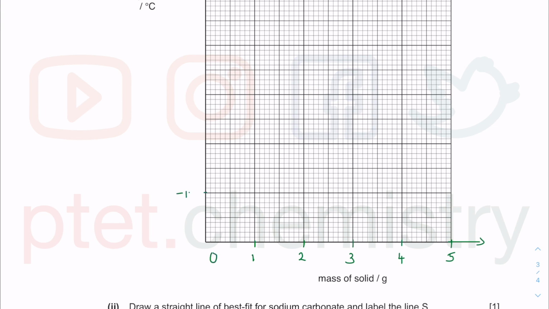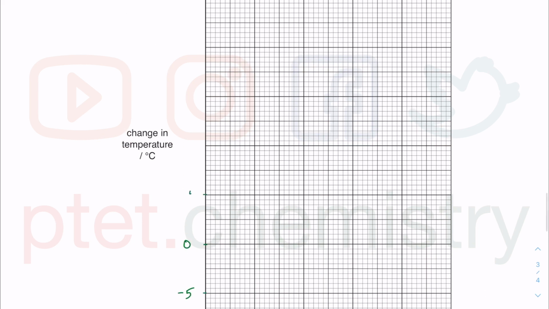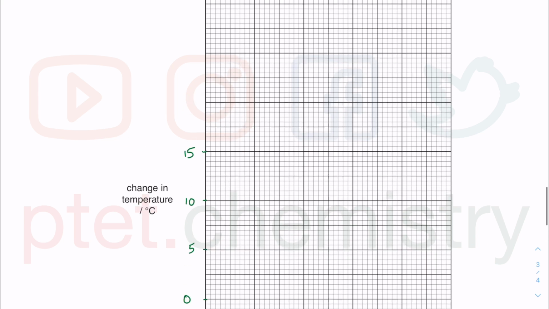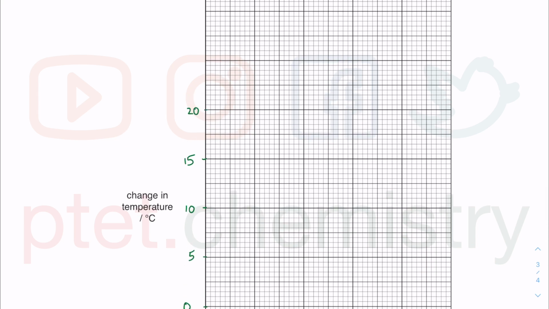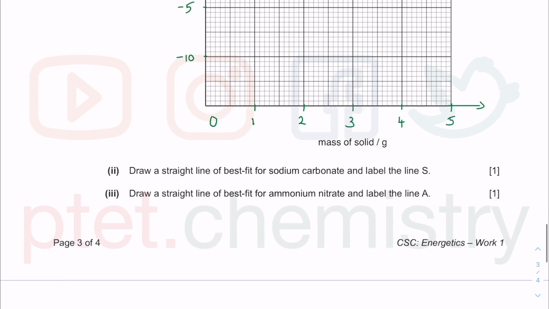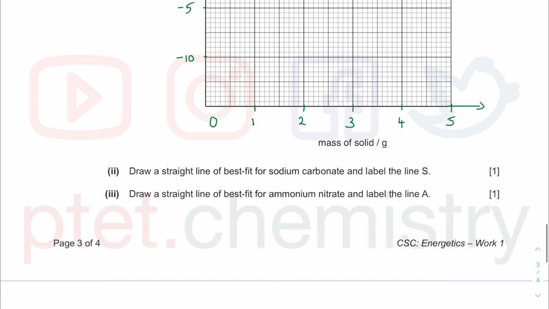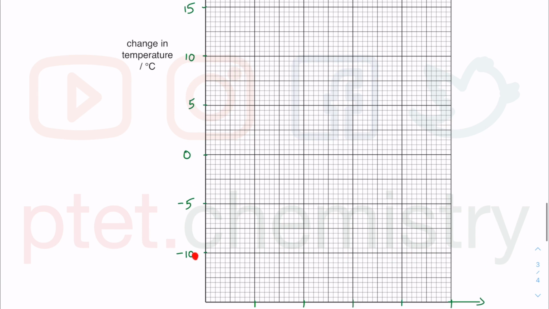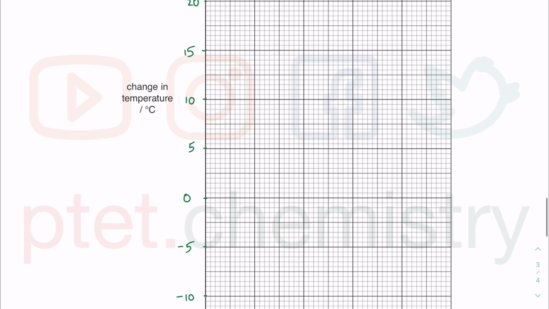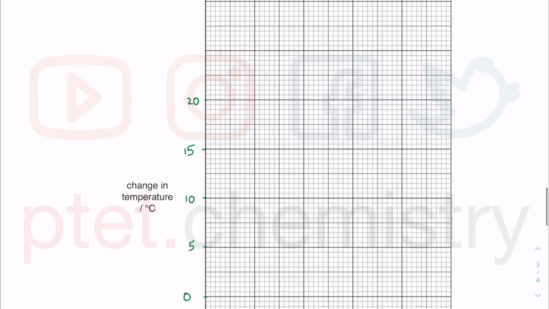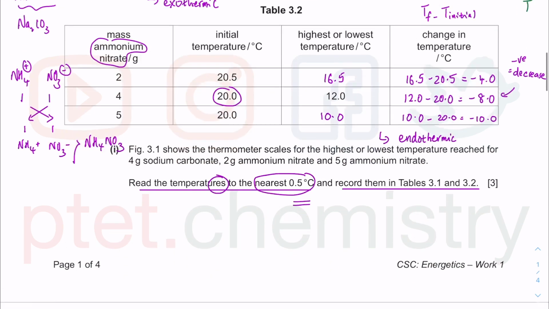If I have minus 10, minus 5, and then 0, what else can I have? I can have 5, 10, 15, 20, like that, I guess. No, they don't tell us what scale we should use. I guess this should be all right, minus 10 going all the way up to 15 or 20 degrees Celsius. Now let's have a look at the data again. So this is a bit tricky.